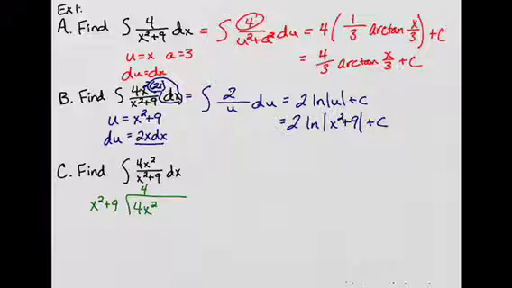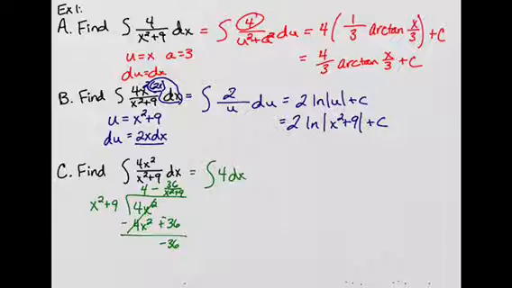So now I take 4 times x squared and 4 times 9. And then I change my sign so I can subtract. So these cancel out and we're left with negative 36. So I have minus 36 over x squared plus 9. So this integral is really the integral of 4 dx minus the integral of 36 over x squared plus 9 dx. So I can split that integral up. So now when I go to anti-differentiate, the integral of 4 dx would just be 4x.